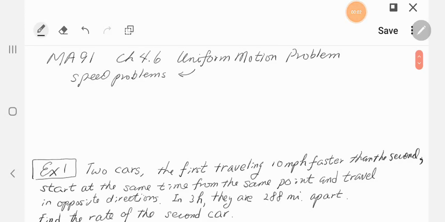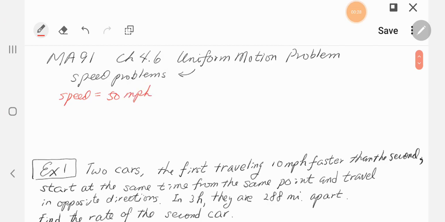Okay, the uniform motion problem, chapter 4.6. The uniform motion problem is related to the speed problem. Usually when we say speed, what is the speed limit of a highway? Like 60 miles per hour, 65 miles per hour. That's what we say, right? So we usually say that the speed is like 50 miles per hour.